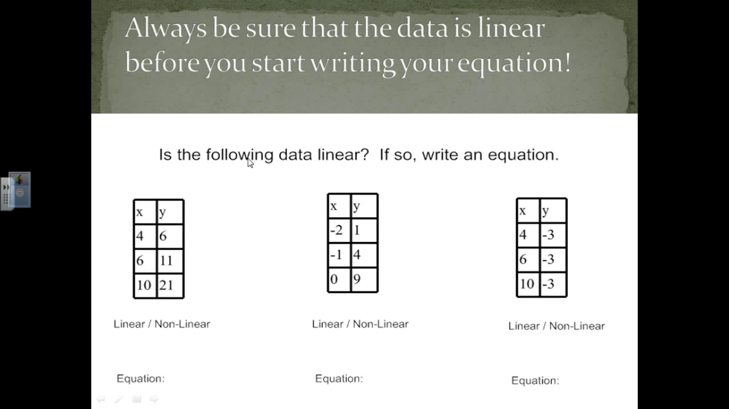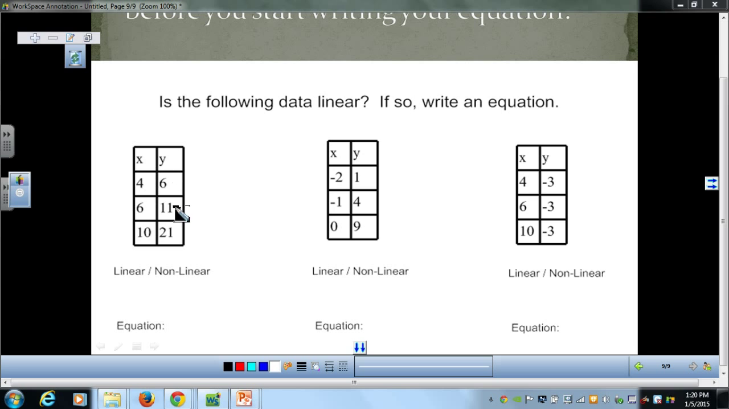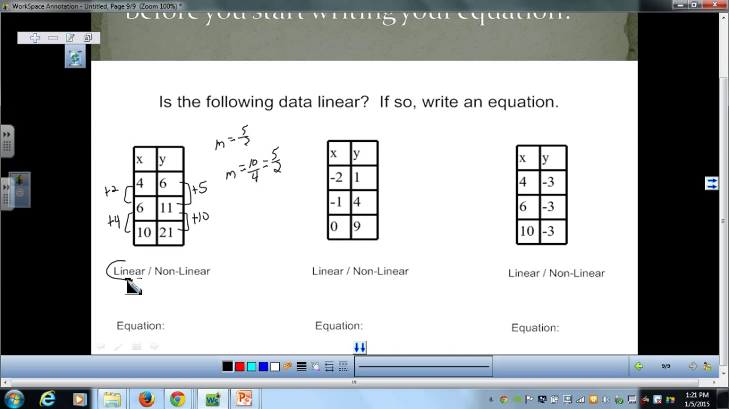The way you know your data is linear is that every slope should come out to be equivalent. If we look at our first table here, notice I go from 6 to 11, that's an increase of 5, and from 4 to 6, that's an increase of 2. So our first rate of change is 5 over 2. Our second rate of change is an increase of 10 and an increase of 4, which is 10 over 4, which is also 5 over 2. So this is, in fact, linear.